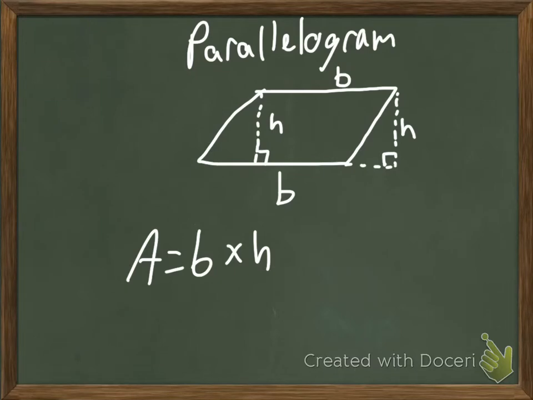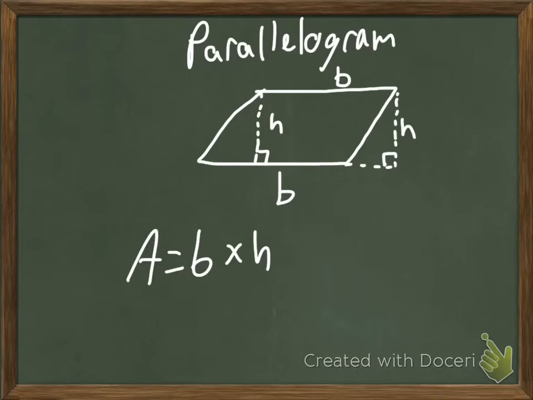The area of a parallelogram is base times height, which makes sense because before we had a rectangle and a square. They were also base times height. Well, a square is a rectangle and a rectangle is a parallelogram, so you can see how all these areas kind of match up.